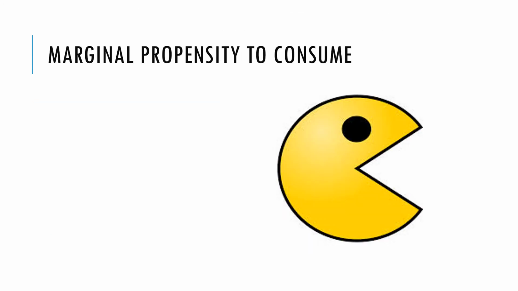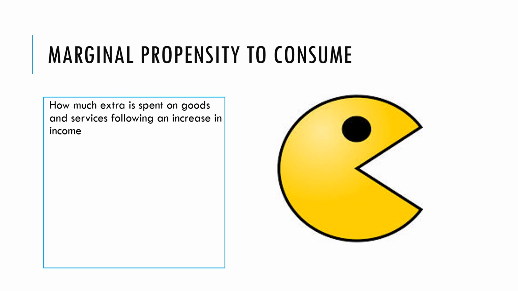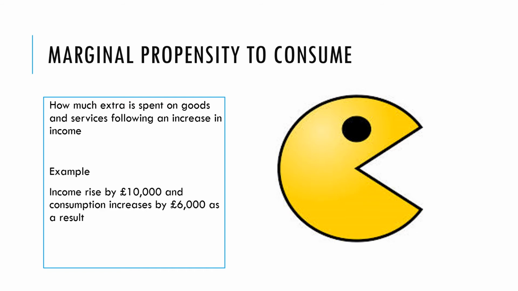So let's first of all talk about the marginal propensity to consume. This is how much extra is spent on goods and services following an increase in income. So for example, if incomes rose by £10,000 for households, and of that £10,000 they spent £6,000, the marginal propensity to consume would be 6,000 divided by 10,000, 0.6 or 60%. So in this example, households spend 60% of any extra income that they earn.